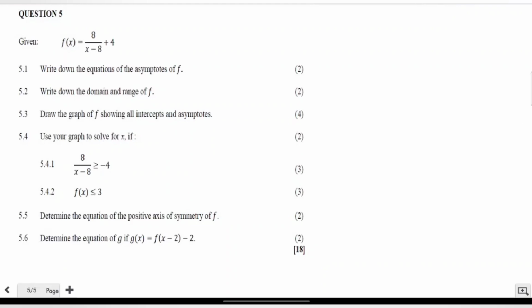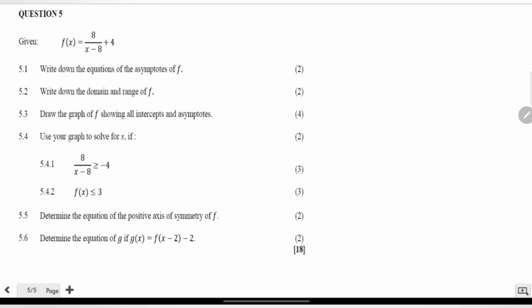Now we are doing question number 5. This is the starting of function. Okay, given f of x is equal to 8 divided by x minus 8 plus 4. What is this function? This function is a hyperbola, because we can see it has a denominator in terms of x. Did you see that? So we know that it is a hyperbola.